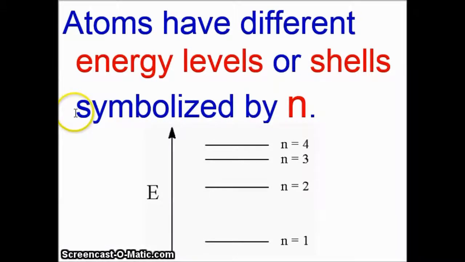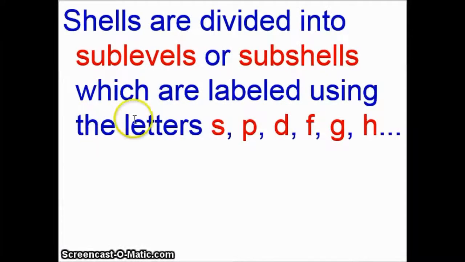So what we already know is that atoms have different energy levels, or shells, and we symbolize this by n. So n equals 1 is the first energy level, n equals 2 the second energy level, and so forth. What we are now learning is that these shells are then divided into sub-levels, or sub-shells, which are labeled using the letters s, p, d, f, g, h. So each energy level is divided into these different sub-levels.